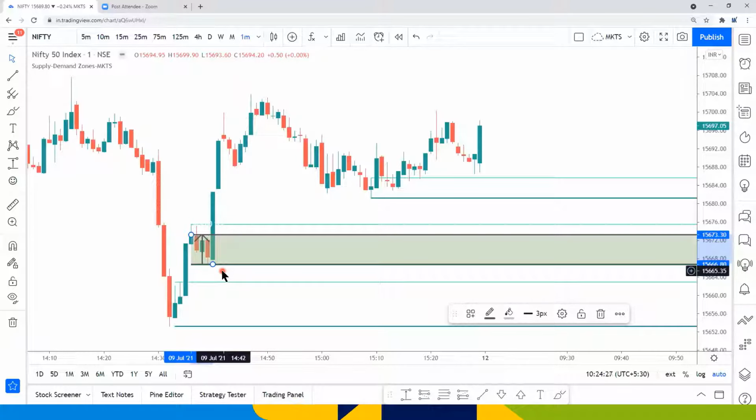Any other questions? It says, can we use an indicator to support the demand supply plotted? Do you recommend any? So Kanan, yes, what I can say is once you have manually plotted it, you can just recheck with the indicator. Whatever chart you are watching, only on that chart you can see the zones.